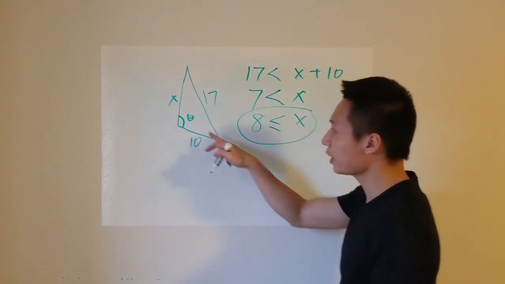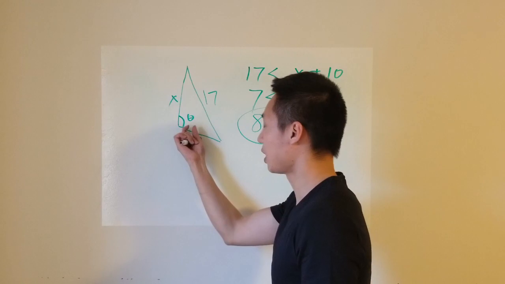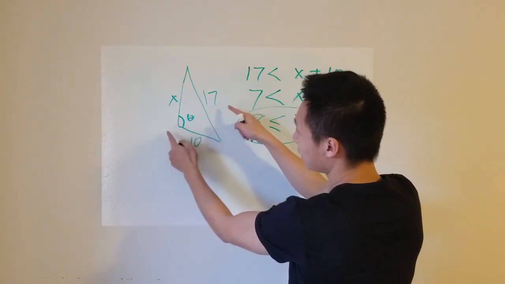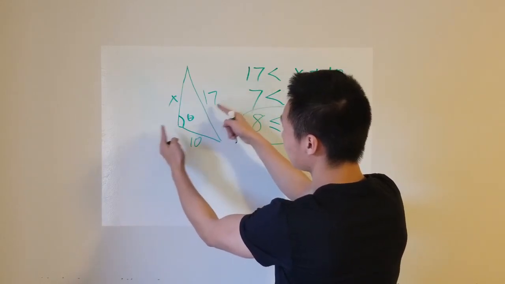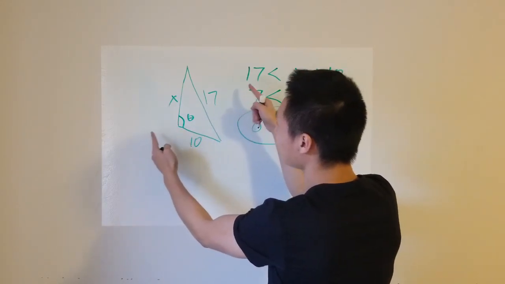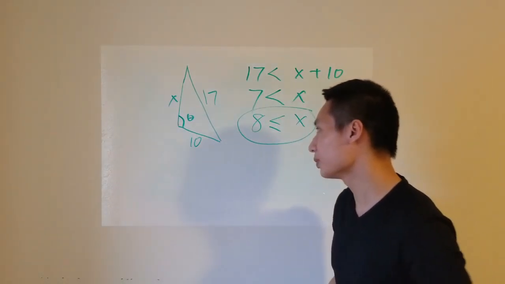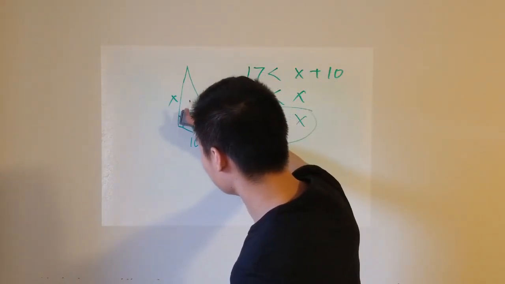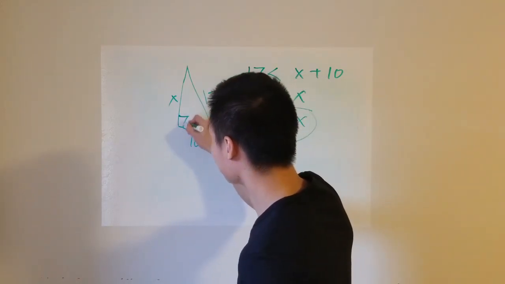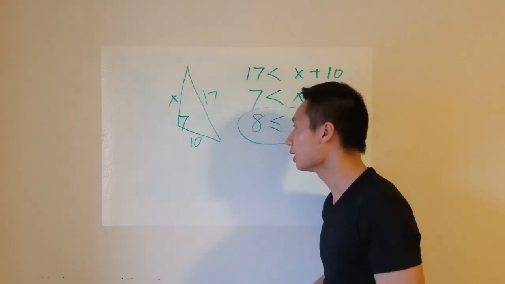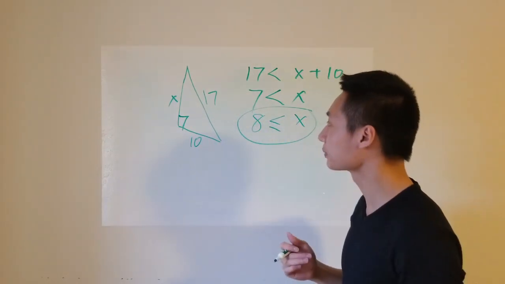Okay, what if theta gets smaller? That means this point will keep getting further and further away from the 17 side. So this triangle will keep getting fatter and fatter, for lack of better words. And when does it stop? Well, the boundary case happens when this angle is exactly 90 degrees, because at that point, this ceases to become an obtuse triangle.